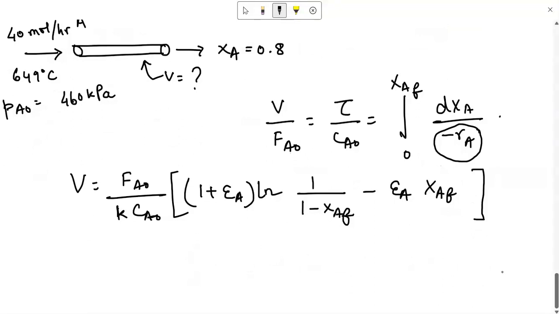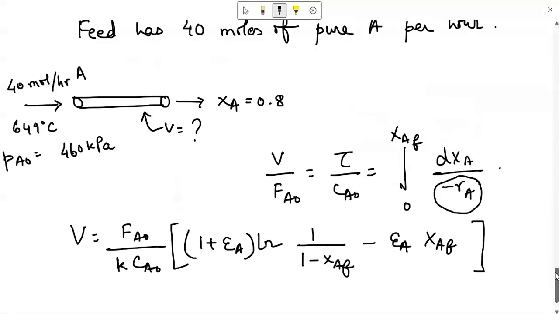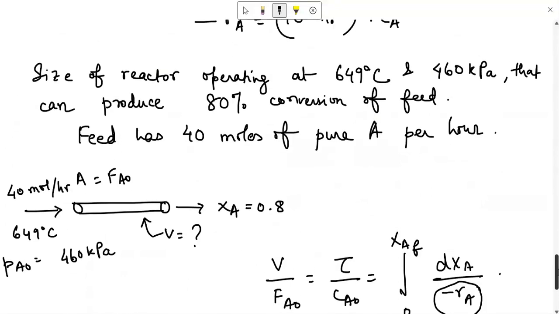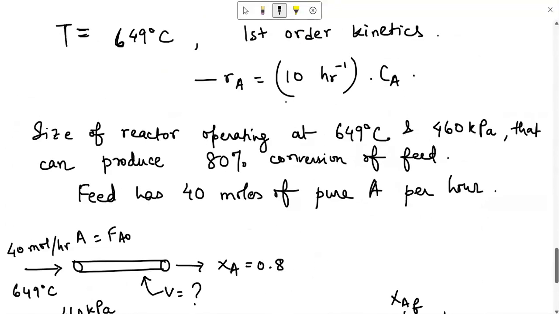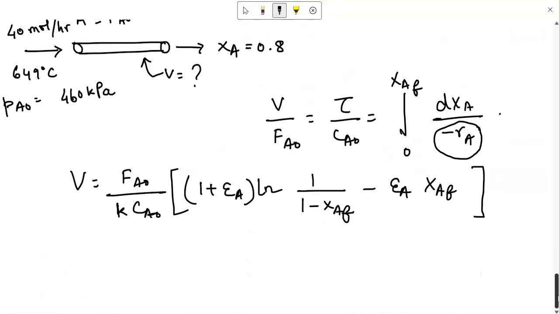Now all you need to do is simply write the correct values corresponding to each term. Fa0 is already known to us, that is the molar feed rate, 40 moles per hour of A. K is known to us, the rate kinetic equation shows that the value of K is 10 per hour. Ca0 is to be found out.